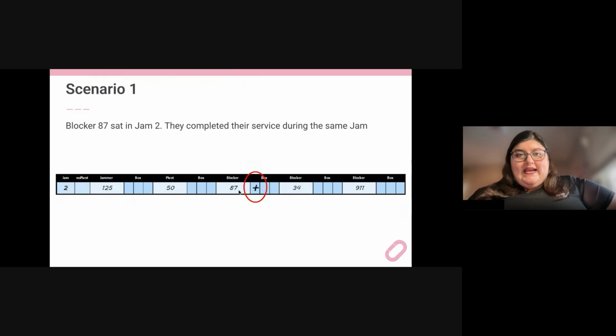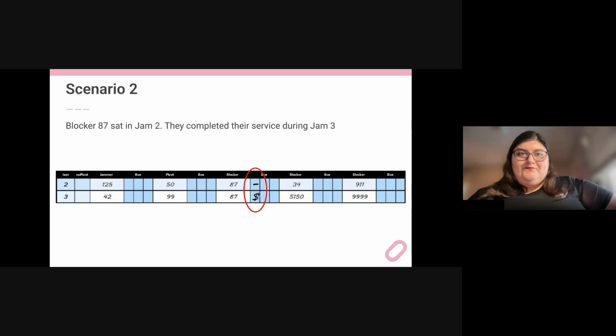We have blocker 8-7 in jam 2, and they went to the penalty box and completed their service in the same jam. So we have a plus. When they sat, you did a horizontal, and when they completed, a plus.